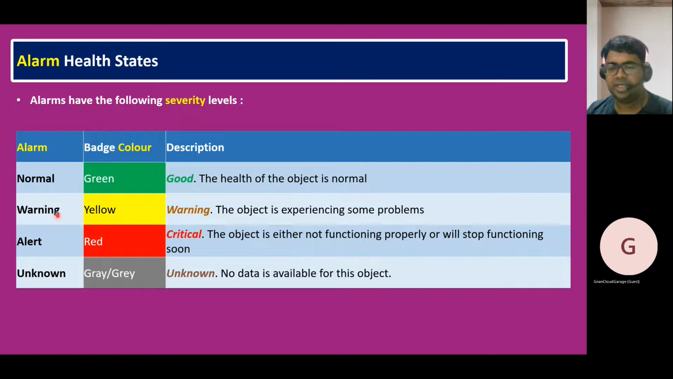Suppose the alarm state is warning: the color is yellow, and the object is experiencing some problems that we have to resolve. And if the alarm is showing as alert, the badge color is red, and the object is either not functioning properly or will stop functioning soon. And unknown means the color code is gray and no data is available for this object. Object means any of the vCenter inventory objects.